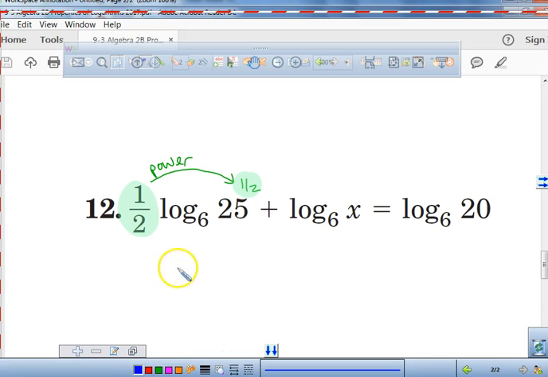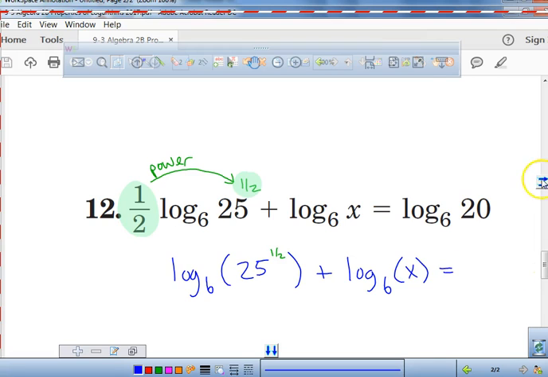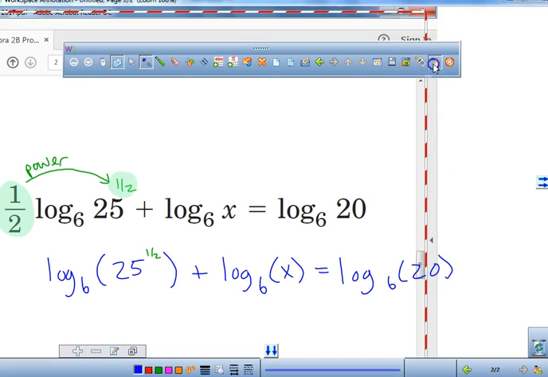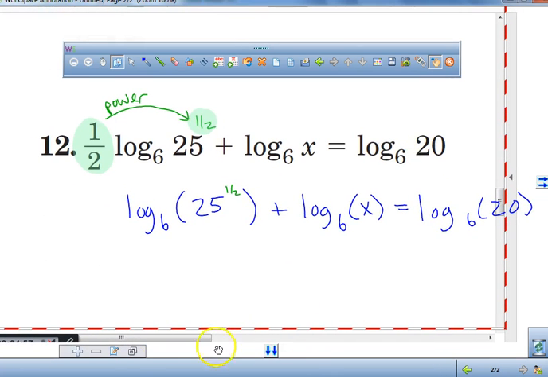Here's what I want you to do right now. Write log 6, open parentheses, 25. Raise that to the power of a half. Close the parentheses. Plus log 6 of x equals log 6 of 20. That's the first step right there.